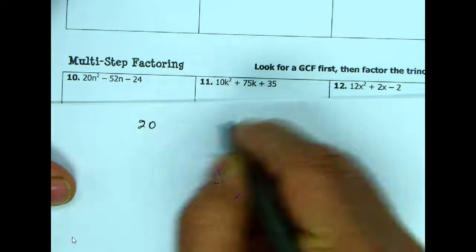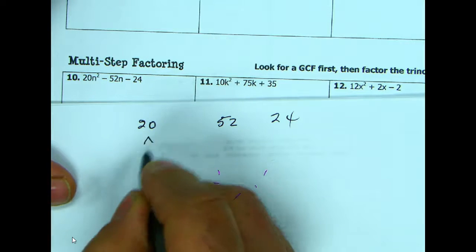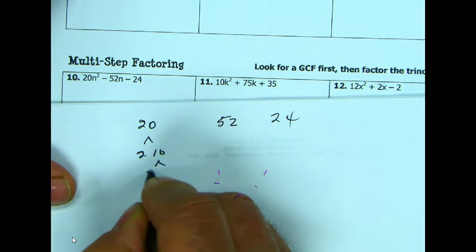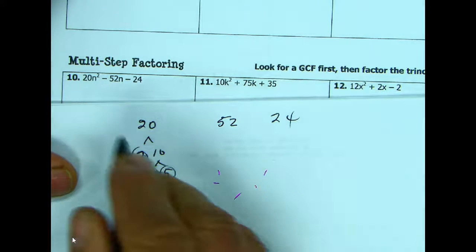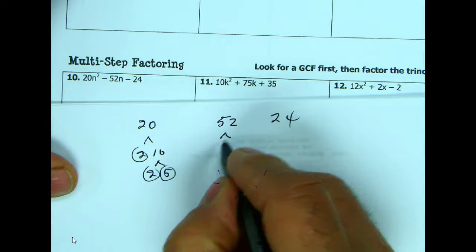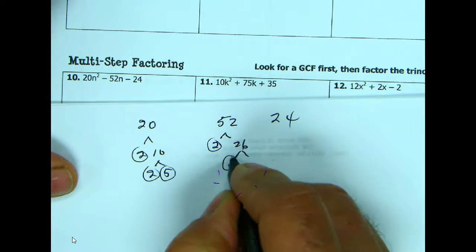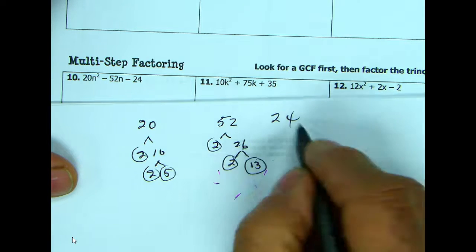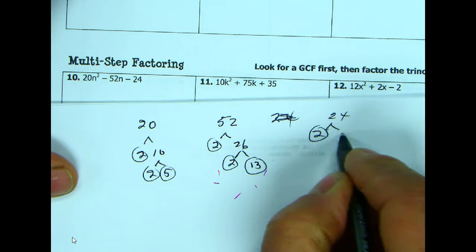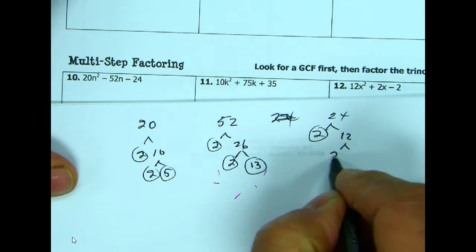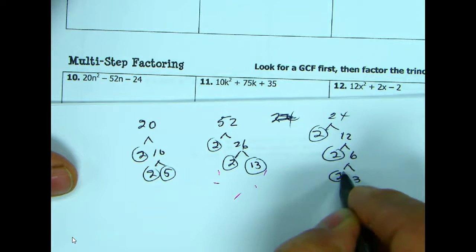We have 20, we have 52, and we have 24. So let's break them down. 2 and 10, 2 and 5. So that's the factors of 20. Let's look at 52. We have 2 and 26. We have 2 and 13. At 24, we have 2 and 12. We have 2 and 6. We have 2 and 3.